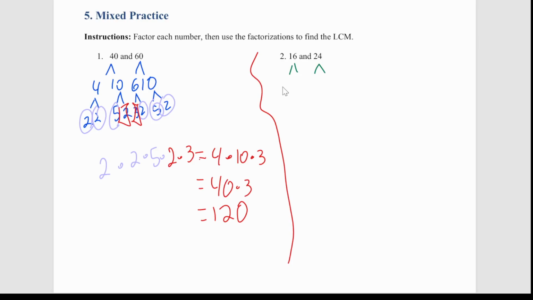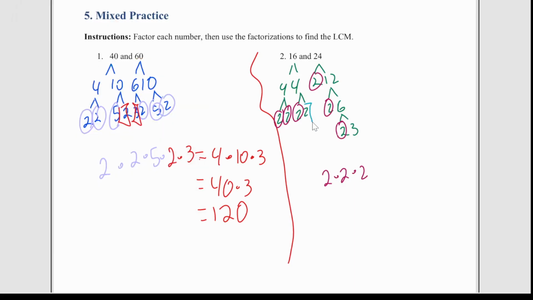Here, for these guys, 16 breaks down to 4 and 4, which further breaks down to 2 and 2 each. 24 breaks down into 12 times 2, 12 breaks down into 2 times 6, and 6 breaks down into 2 times 3. So, let's see what they've got in common. They've got some 2's in common, another set of 2's in common, another set of 2's in common, and what they don't have in common is this 2 and this 3. So that ends up being 8 times 6, so their least common multiple is 48.